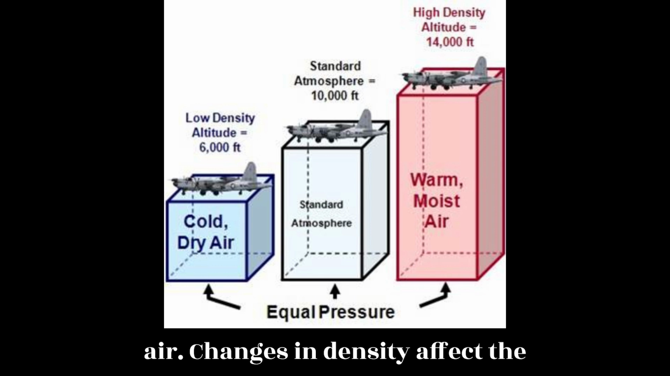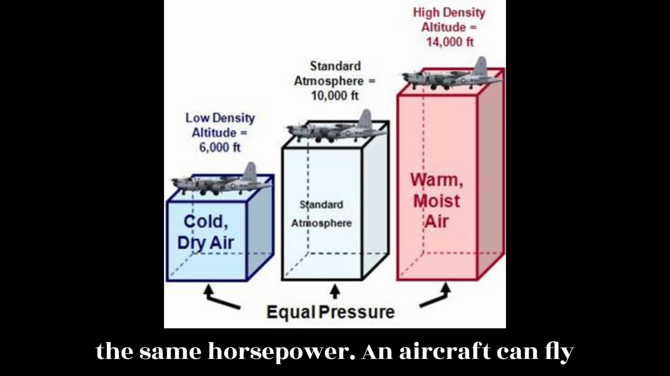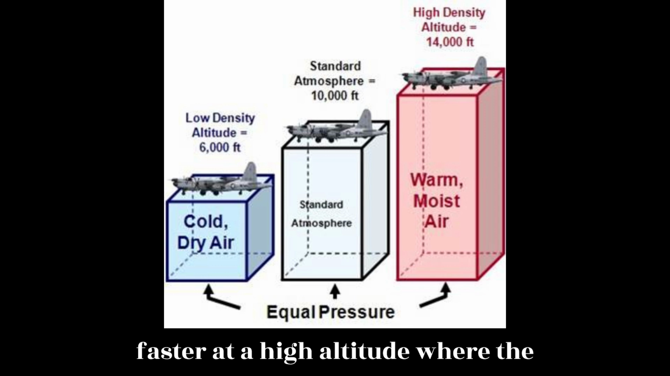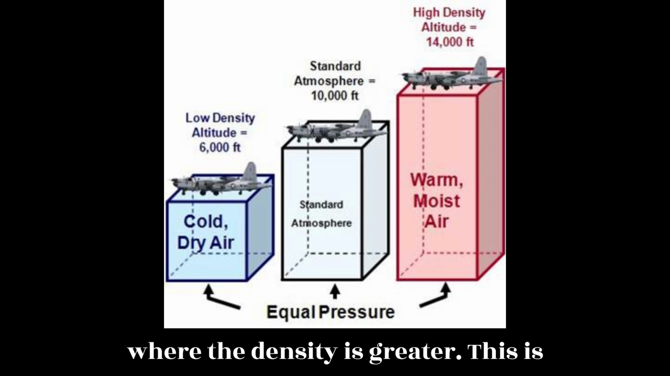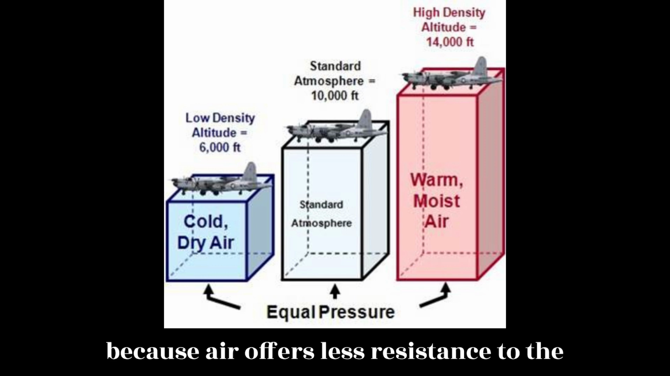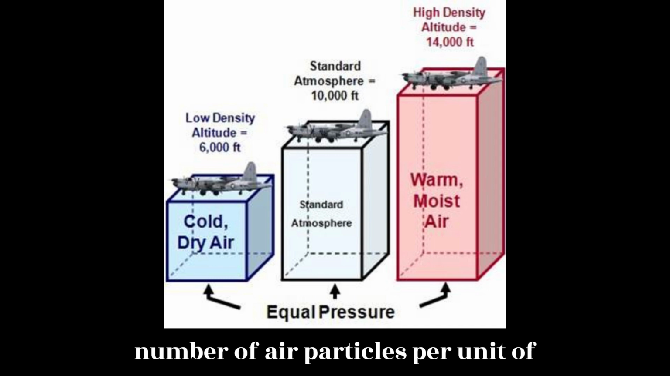Changes in density affect the aerodynamic performance of aircraft with the same horsepower. An aircraft can fly faster at a high altitude where the density is low than at a low altitude where the density is greater. This is because air offers less resistance to the aircraft when it contains a smaller number of air particles per unit of volume.